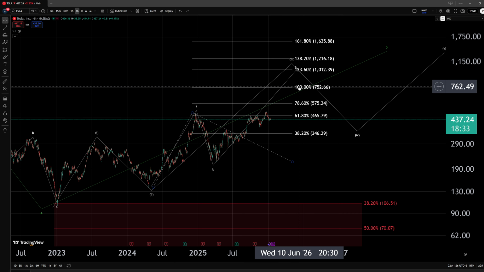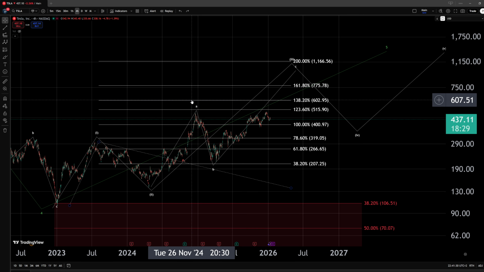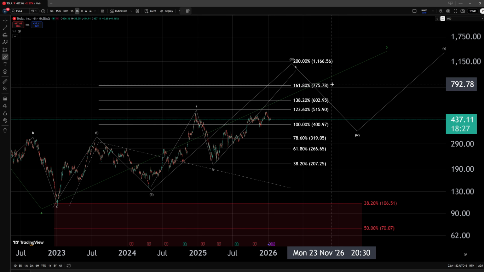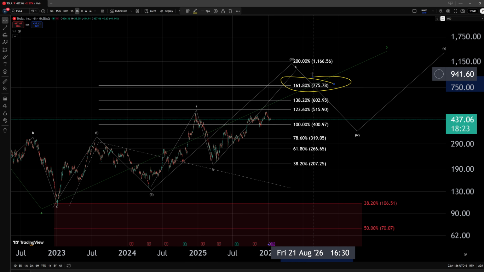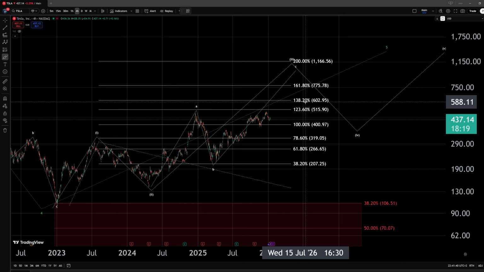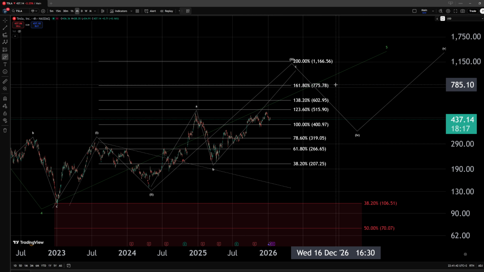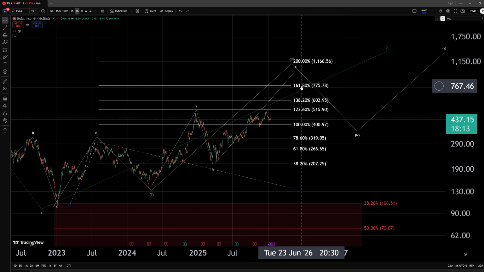And for the wave 3, there is really no problem at all if we actually find extensions. We had here the 161.8% extension. That is the next target. That is just above the 100% extension of the wave A. That is the ideal target for the wave C. Just above we have the next target for the larger wave 3. We could also get there, for example.